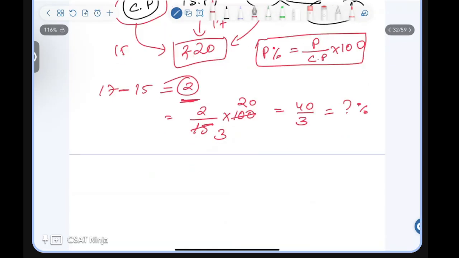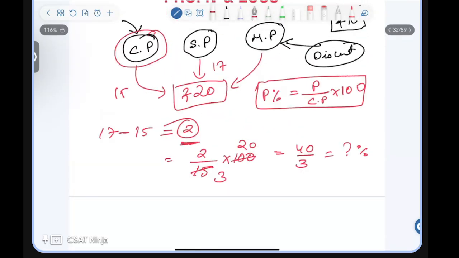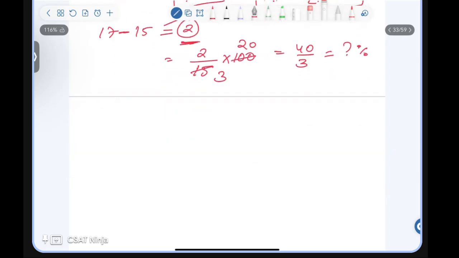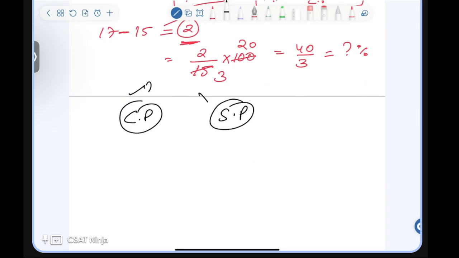Now, what if there was a loss? Profit means you are buying something at a cheaper rate and you are selling at a higher rate. That is profit. But when do we say that we are in a loss? If you are buying something at a higher rate and selling at a cheaper rate. Let me give you an example. Let's say you bought a car for 100K. After using it for a few years, 4 or 5 years, you sold it for 50K.